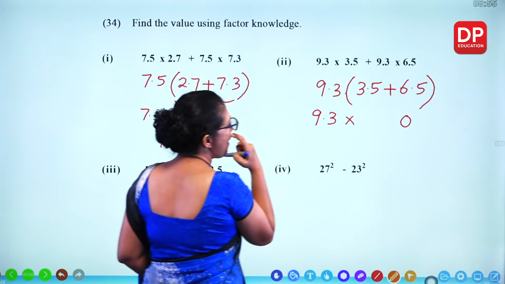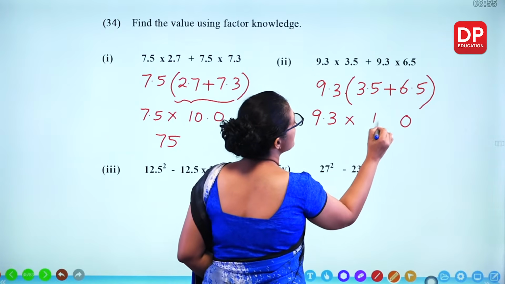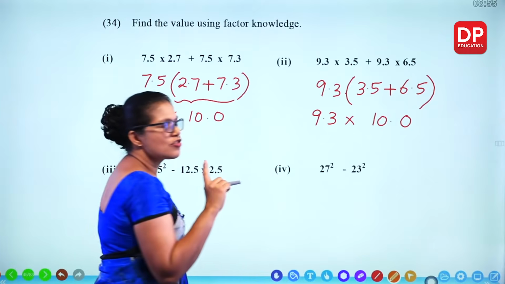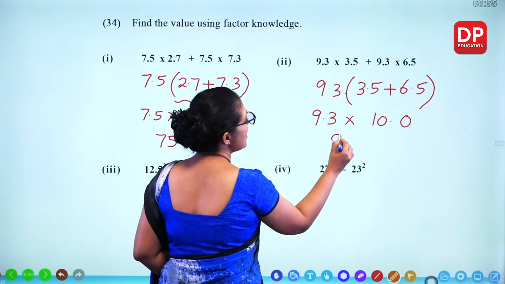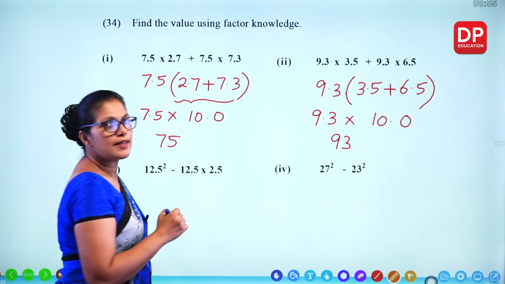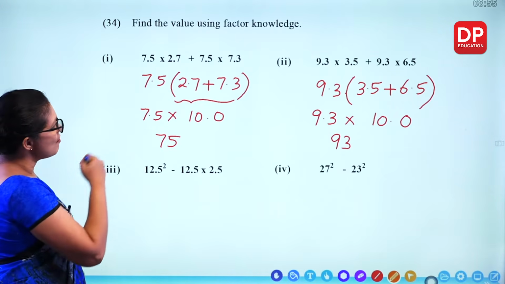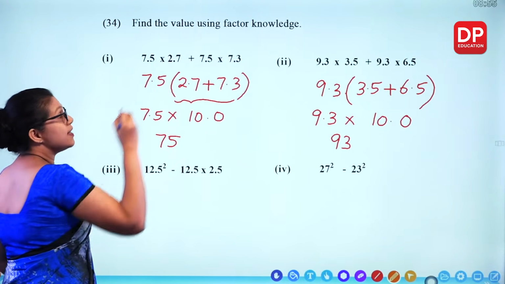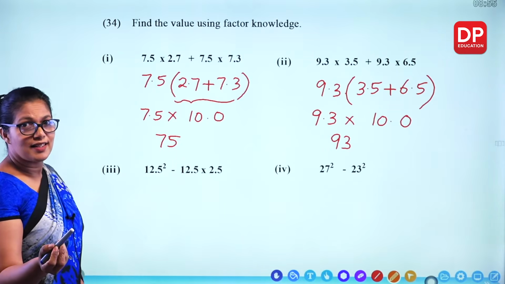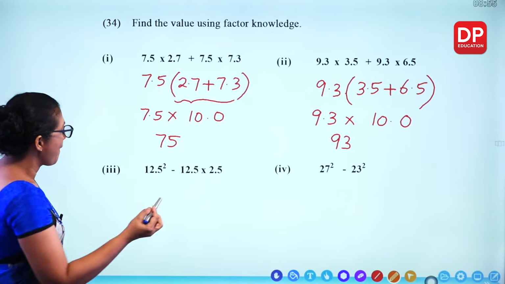6 plus 3, 9. 9 plus 1, 10. Again, just multiply by 10. 9.3 times 10 is 93. Now, using the factorization method, you can find out values. Otherwise, you have to multiply all these decimals and then add them. So, which one is easy? Use this method.